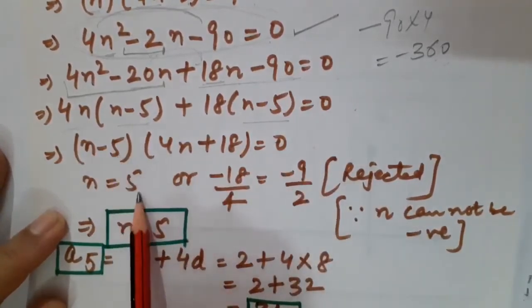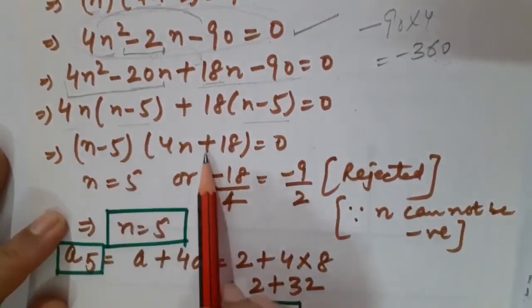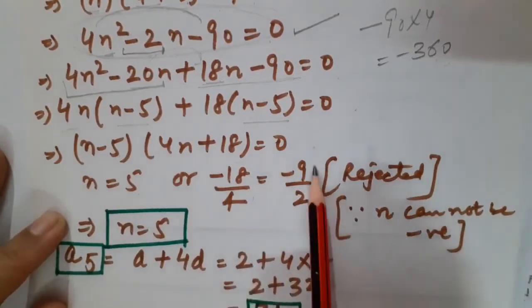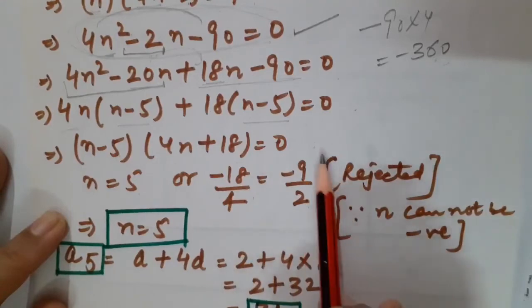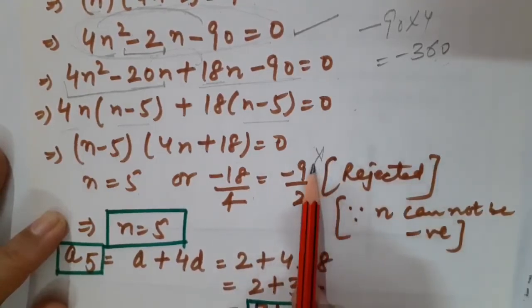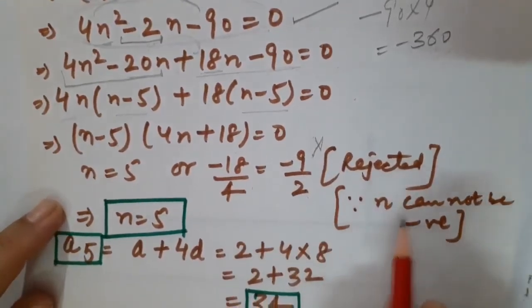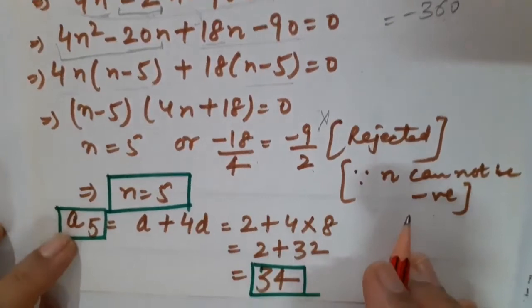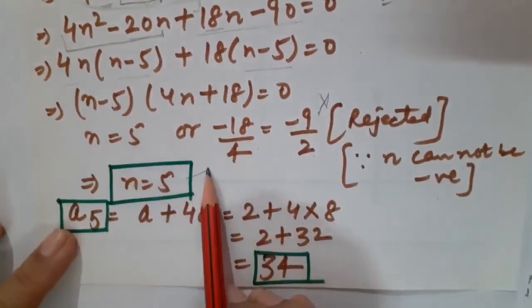So n is equal to 5. And of course n is equal to minus 18 upon 4, that is minus 9 by 2, which would be rejected. Why? Because I told you that n can never ever be negative. n will be a positive integer. Correct, student? So what would be n? n will be 5 now.